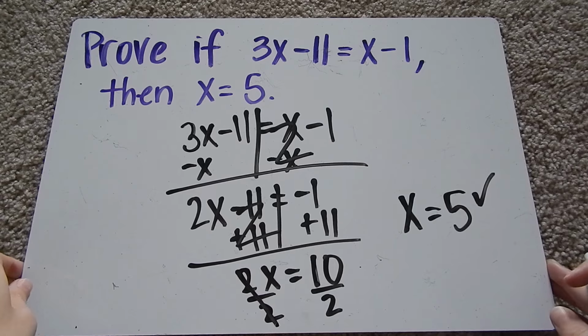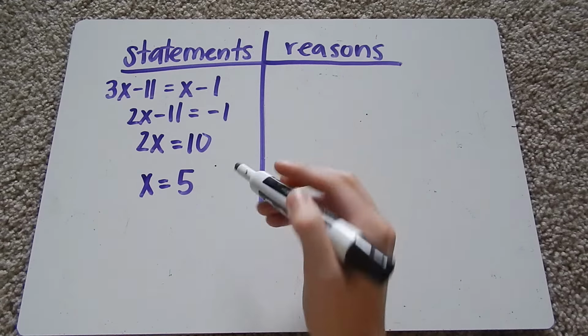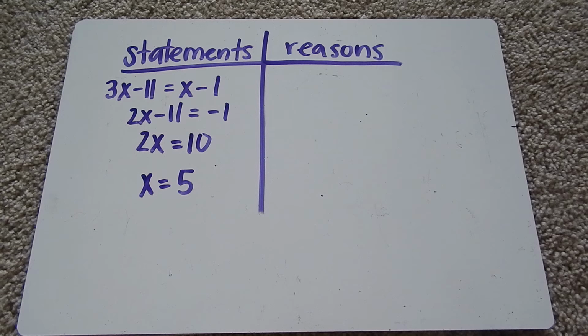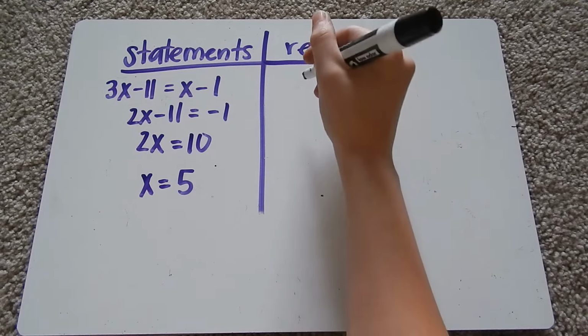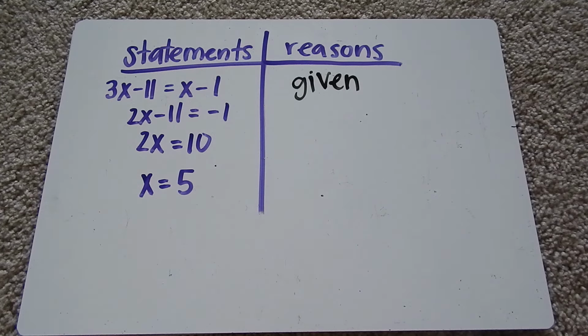In the final proof, we're going to put in the statement section every step that we took. So I actually had already written them out for you. Then on the right-hand side, in that column, we're going to write the reasons why we're able to do this, or what did we do to get to this step. So the first statement is 3x minus 11 equals x minus 1. Well, I didn't come up with that out of thin air. That was just given to me. So the reason is that it is given.